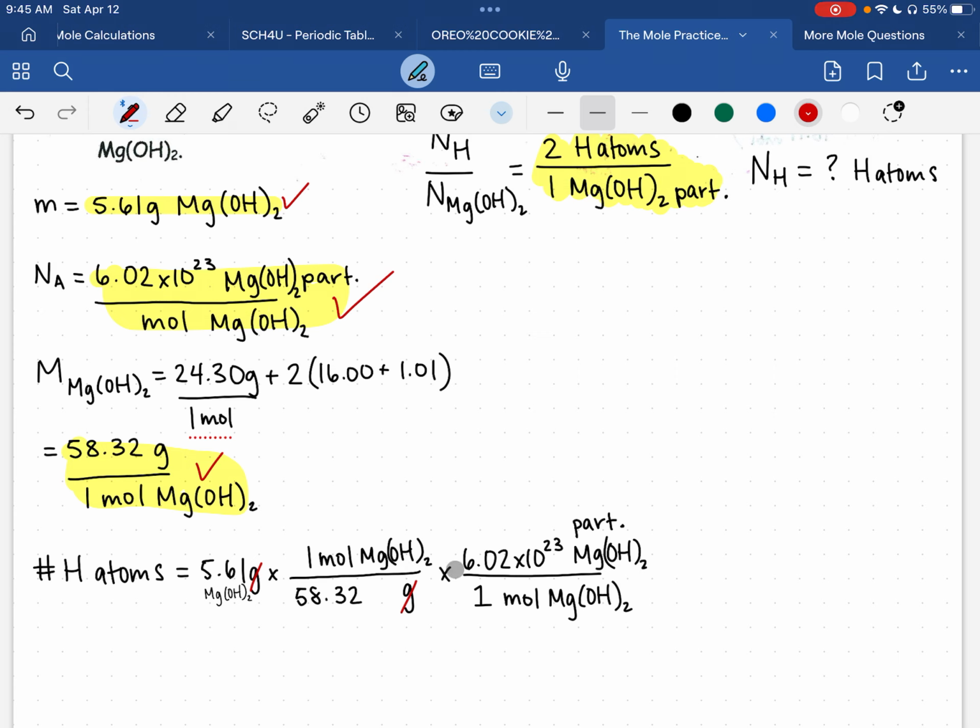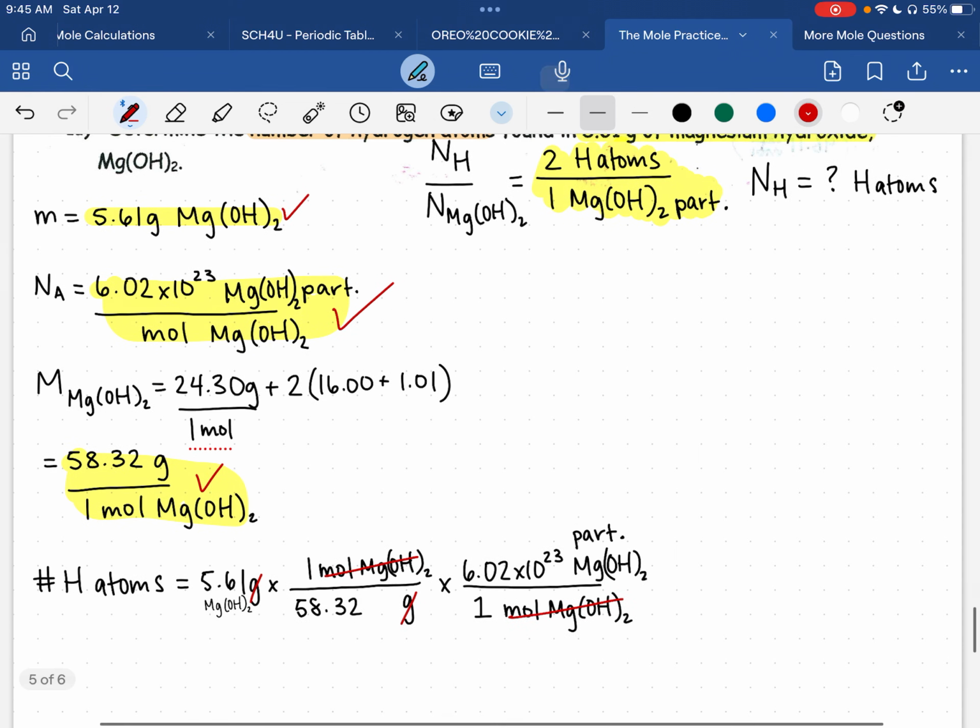And let's see, does this cancel moles, moles? Good. And make sure that it's the right type of moles. So it's moles of magnesium hydroxide, moles of magnesium hydroxide. So it's the moles of the correct thing. So that is going to cancel with that. And we're going to be left on top with particles of magnesium hydroxide.